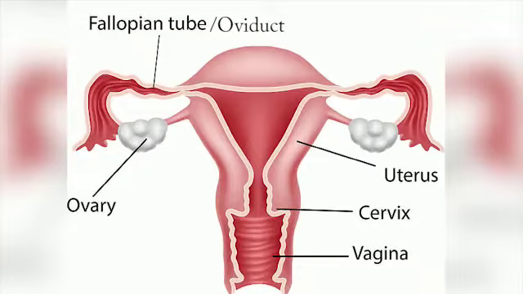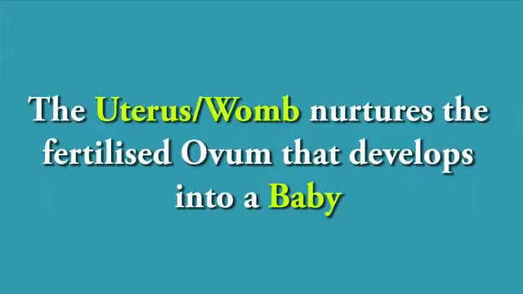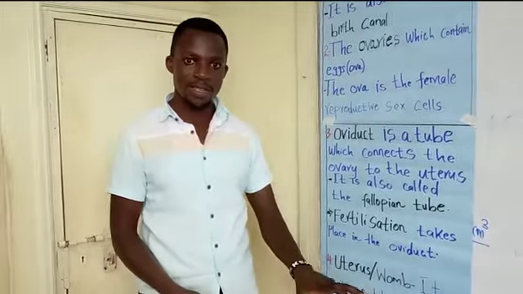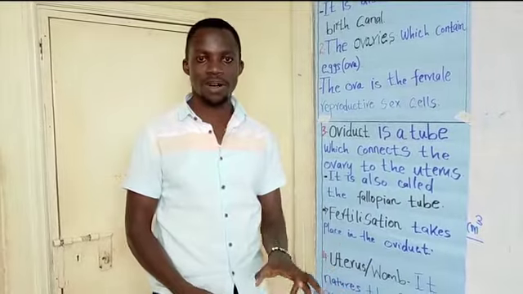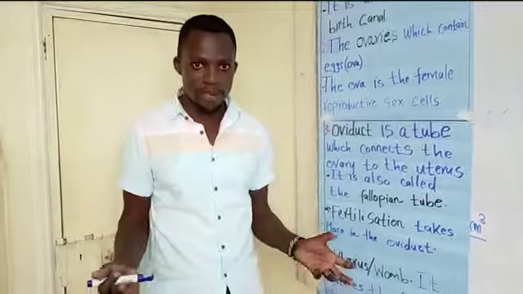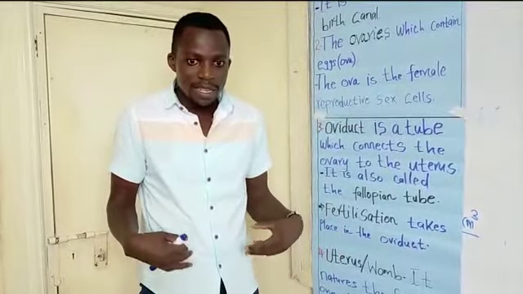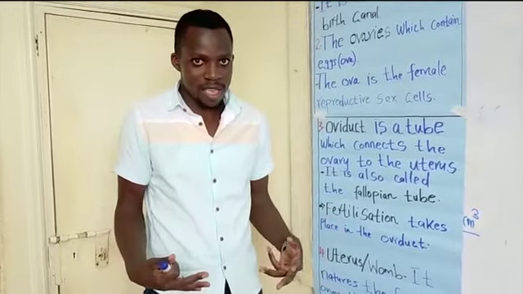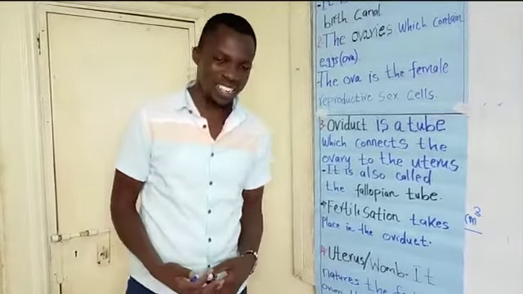The uterus is another part that I want us to look at. The uterus or womb nurtures the fertilized ovum that develops into a baby. The main function of the uterus or the womb is that this is a place where the fertilized ovum develops into a baby. That's where the baby develops until the time of birth, which is a period of 9 months.